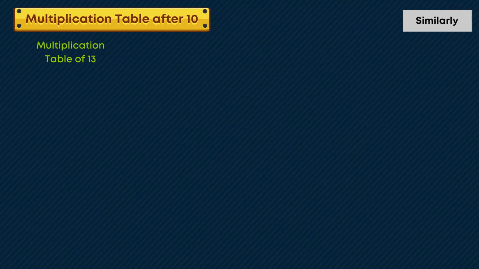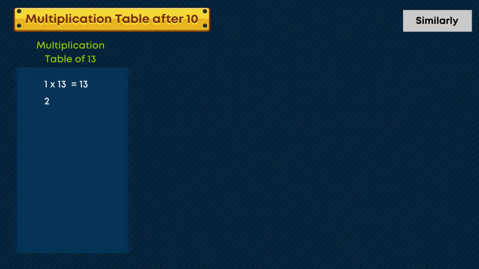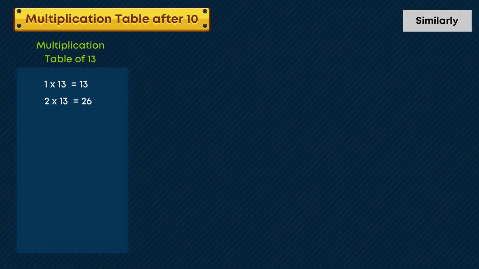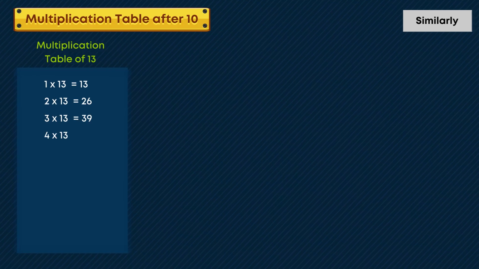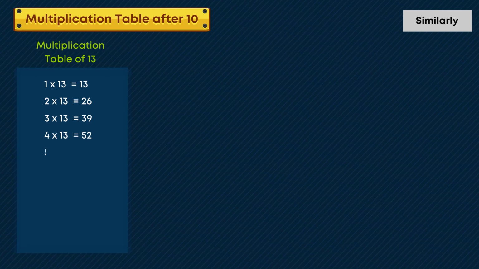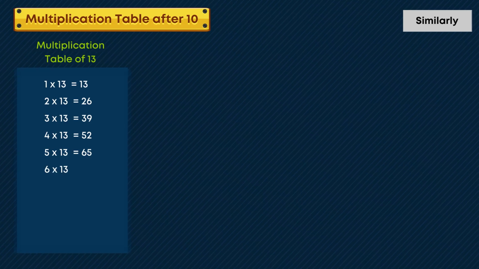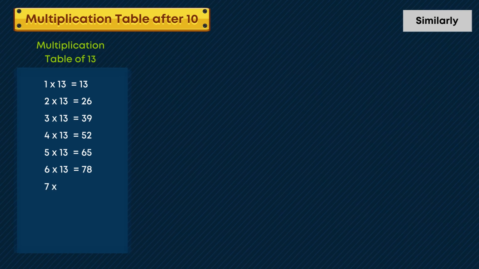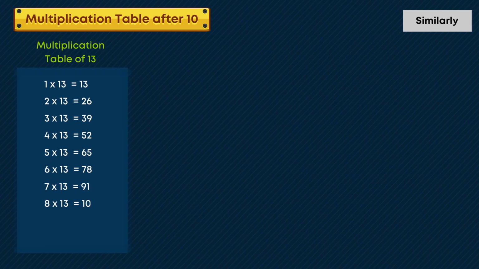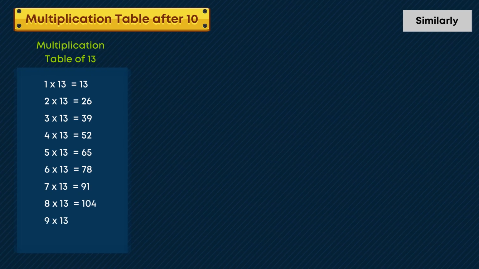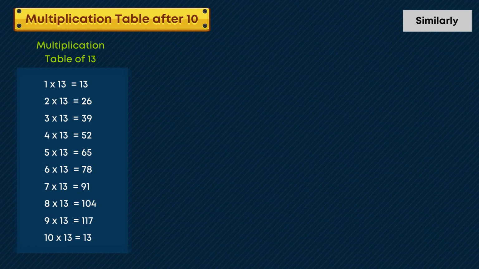Similarly, multiplication table of 13. 1 times 13 is equal to 13. 2 times 13 is equal to 26. 3 times 13 is equal to 39. 4 times 13 is equal to 52. 5 times 13 is equal to 65. 6 times 13 is equal to 78. 7 times 13 is equal to 91. 8 times 13 is equal to 104. 9 times 13 is equal to 117. 10 times 13 is equal to 130.